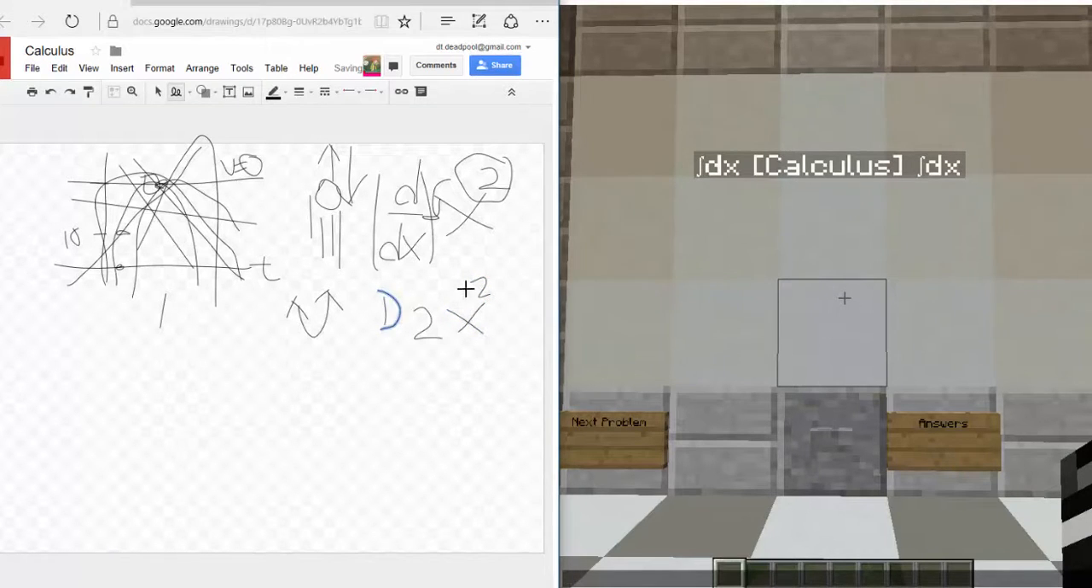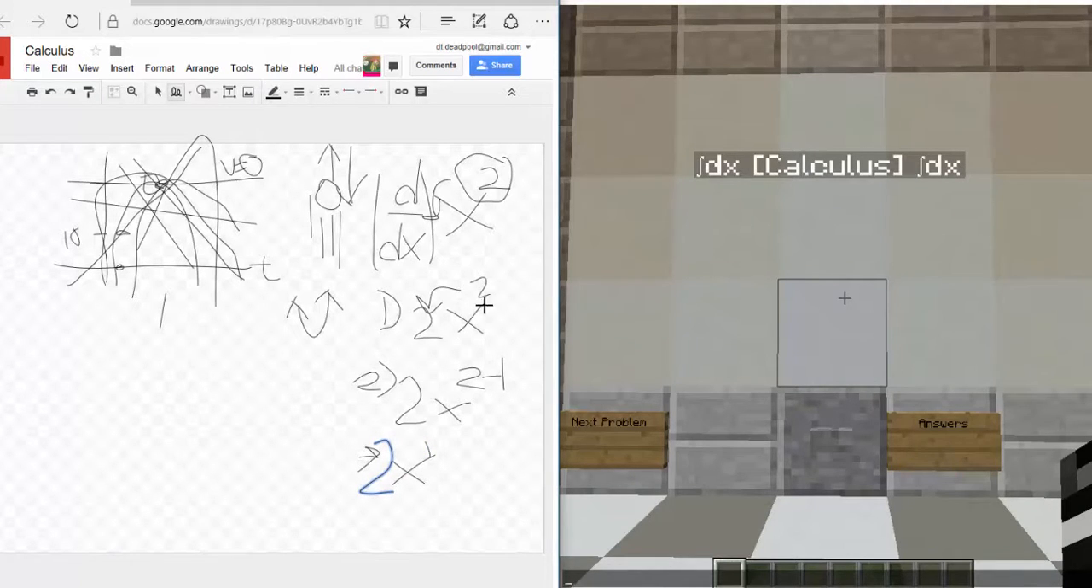Okay, you brought this down. Then step 2 is to subtract 1 from the exponent, like that. And your answer is going to be x to the first times 2, 2x to the first. Okay?